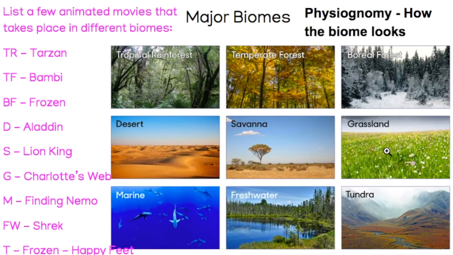Grassland we had a little more trouble thinking of, but something like Home on the Range, farm movies, Charlotte's Web, that could all happen to be grassland. For marine, we said Finding Nemo, Finding Dory, and The Little Mermaid. For freshwater, we agreed that a swamp was freshwater, so that would be Shrek, or The Princess and the Frog, that takes place near a lake. And then for a tundra, also could be Frozen, haha, because tundras are always frozen, or Happy Feet if we're talking about Antarctica or penguins.